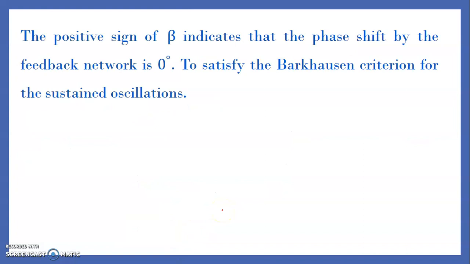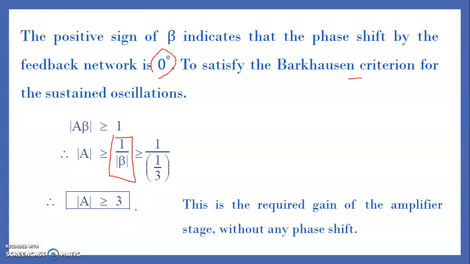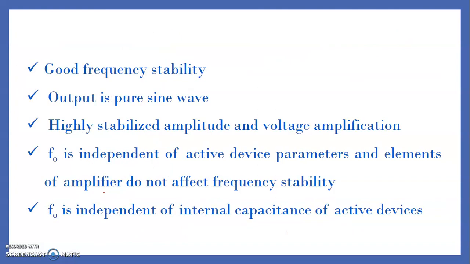The positive sign indicates that the feedback network has only zero phase shift. Another Barkhausen criterion is modulus of A beta greater than or equal to 1. We know the value of 1 by beta, and that's why we have substituted it, and therefore the modulus of the open loop gain should always be greater than or equal to 3. This is the required gain for the amplifier stage, so that the feedback network does not contain any phase shift. We have to keep all these design criteria in mind while designing the Wien bridge oscillator.